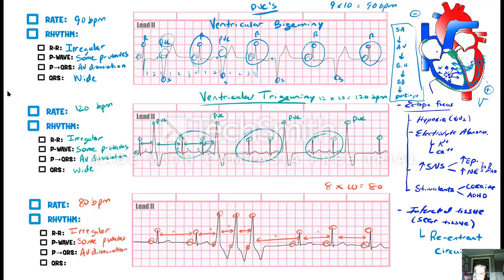Now here's what I want you to remember. AV dissociation means that, again, not every action potential is going through the AV node into the ventricles. All right, so it's not going SA node all the way down to Purkinje's. And again, that is why you're getting these PVCs. So I got a PVC here, a PVC here, and a PVC here. And it happens 3 in a row.